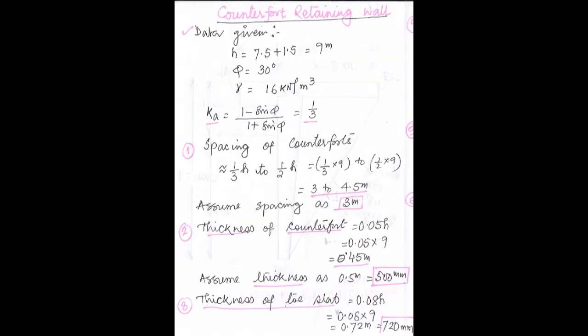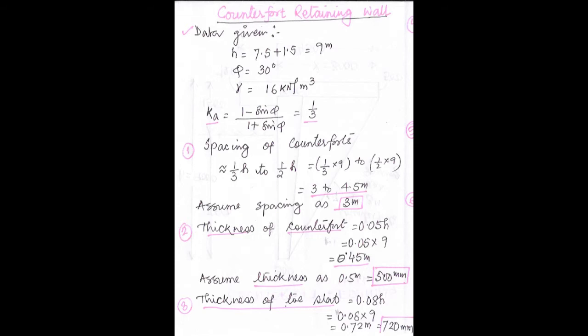So let us solve the problem. First, write down what data are given. As a first step, we can find out the value of h. What is h? H is the height of the backfill plus the depth of foundation. So that is 7.5 plus 1.5, that is 9 meter.